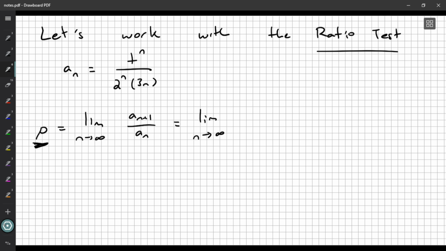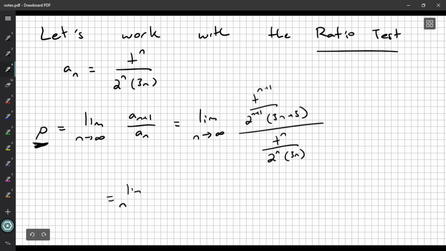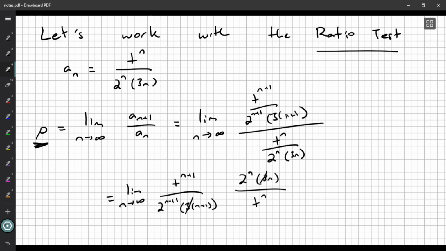Okay, so what can we do here? So t to the n plus 1 over 2 to the n plus 1, 3 times n plus 1. I'm just going to write that as 3n plus 3, all over t to the n, 2 to the n, 3n. Okay, so we can rewrite this a little bit. Actually, now that I'm thinking ahead, I think I'm going to want to leave that 3 where it is so we can cancel out with the 3 from the 3n. And that's okay. It's okay to change your mind. So those 3's can cancel out right away.